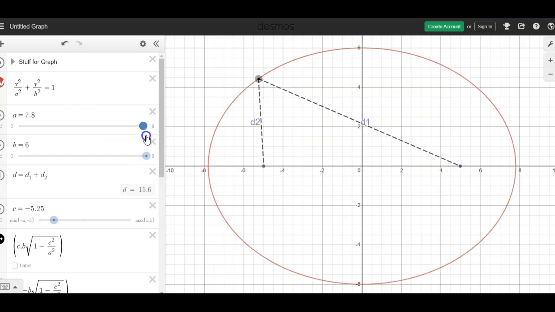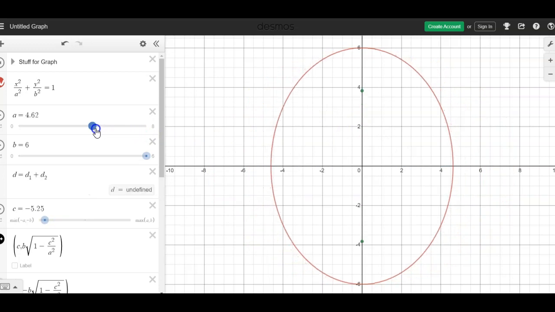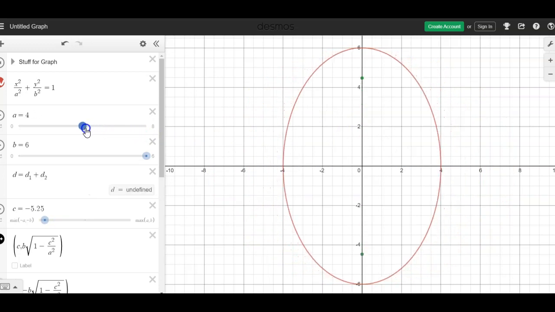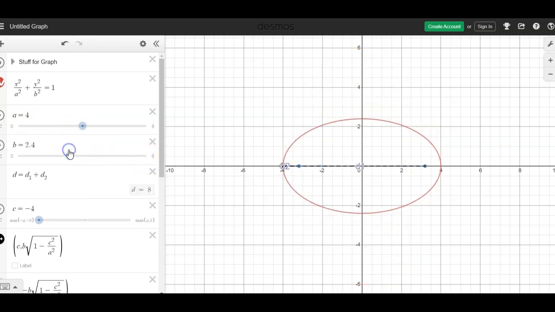All right, I've only got it set up to make the lines and the distances when the major axis is the x-axis. But just know that's what happens. The same thing would happen. We'd have points here, and the lines would be connected from each focus. It's just now the foci would be on the y-axis if the y denominator were bigger than the x squared denominator.